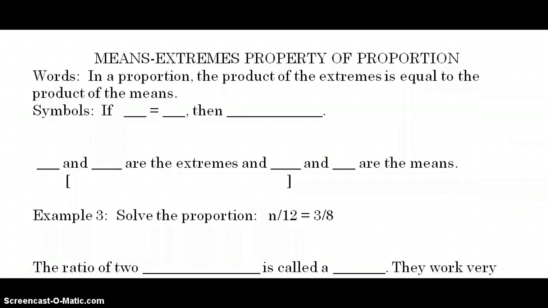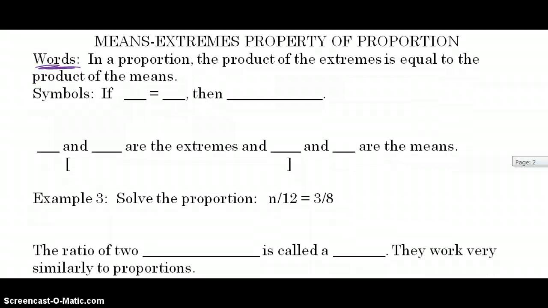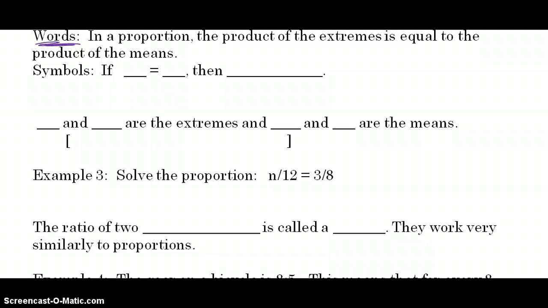Okay, so this leads into the means extremes property of proportion. Let's think about it in words. In a proportion, the product of the extremes is equal to the product of the means. That's what happens when we do cross multiplication. So let's review what I already wrote. A is to B as C is to D. Then A times D, that's your extremes, equals B times C.